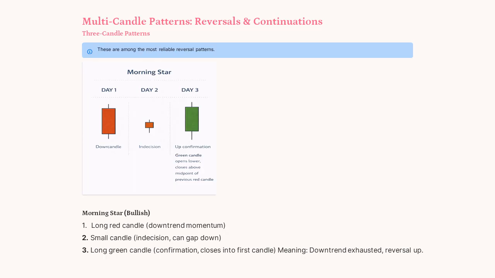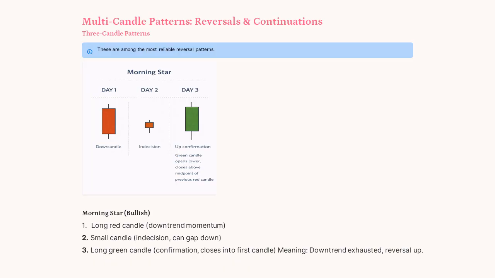Candle 1 is a long red candle. Bears are in firm control. The downtrend has strong momentum. Candle 2 is a small-bodied candle. It can be a doji, a spinning top, or any small candle. This candle often gaps down from the first candle, opening lower. The psychology here is indecision. The downtrend momentum is slowing. The bears couldn't push price significantly lower.